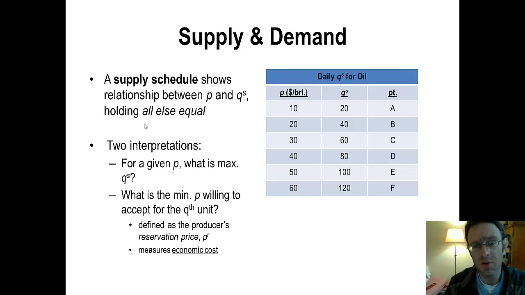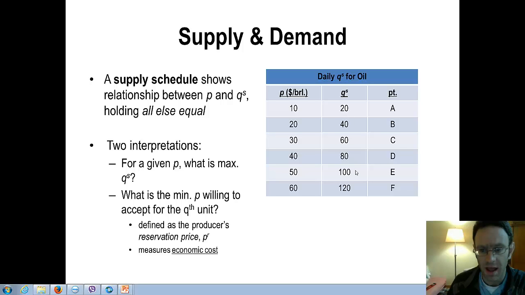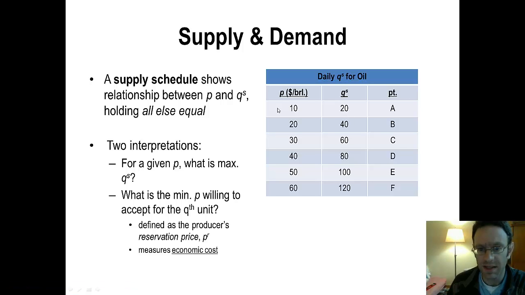The way that we do this at the start is we construct a supply schedule. The supply schedule, as you see here, will have one column for the price per unit of a commodity, in this case the daily quantity supplied of oil, measured in barrels. As the price per unit rises from $10 a barrel to $30 a barrel to $60 a barrel, we see that sellers' willingness to supply, their quantity supplied, also rises. And we label each one of these price-quantity combinations with a letter.